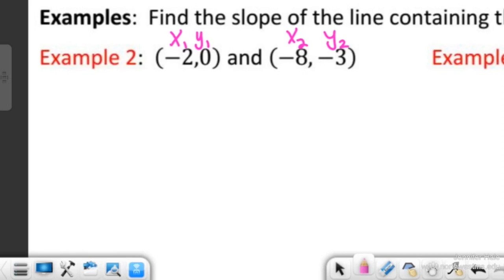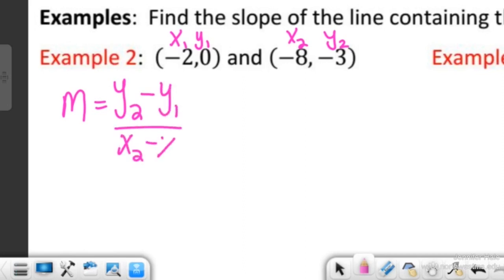All right? And as long as you have your formula memorized, now I want you to write it. Because the more you write it, the more it sticks in your head. y2 minus y1 over x2 minus x1. Write your formula every time. Okay? And as long as you have it memorized, it's a simple plug and chug. So help me out. What is y sub 2? -3. Minus, what is y sub 1? 0. All right, what's x sub 2? All right, minus, what is x sub 1?